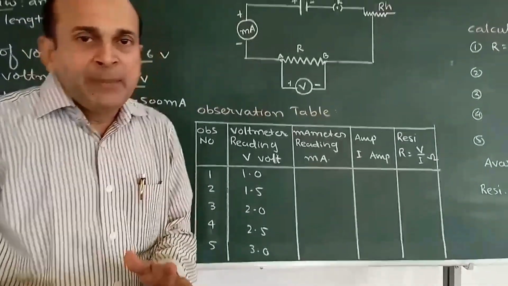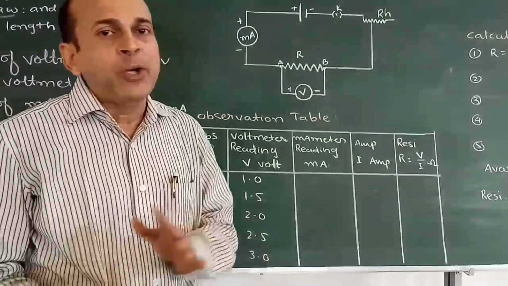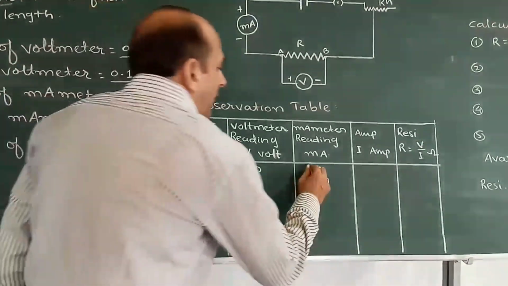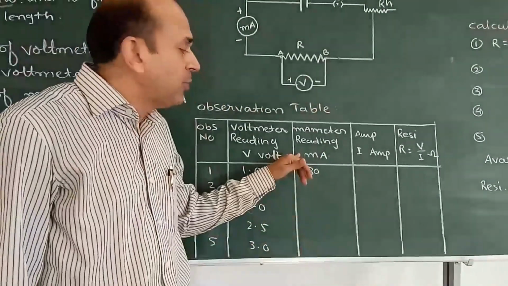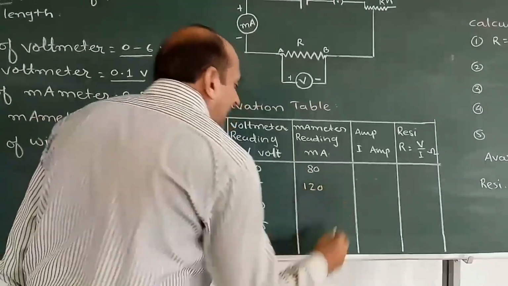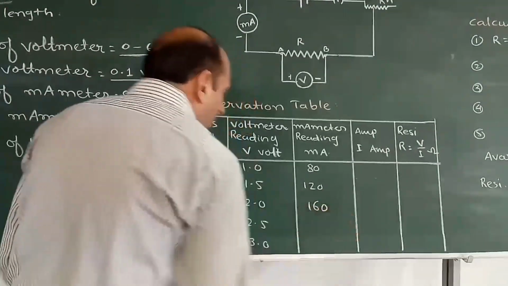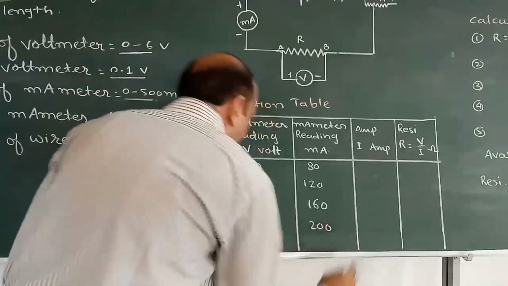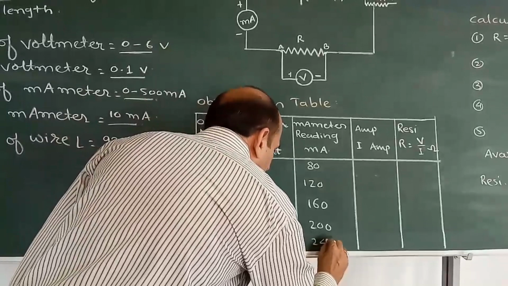Because we will not judge on one reading, we will take 5 different positions of the voltmeter and note down the corresponding currents. So the current meter was showing, there is no need to write mA because mA is already written. Now for the 1.5 it was around 120 mA. For 2 it is 160, and for 2.5 it is equal to 200, and for 3 volt the current meter reading was 240.